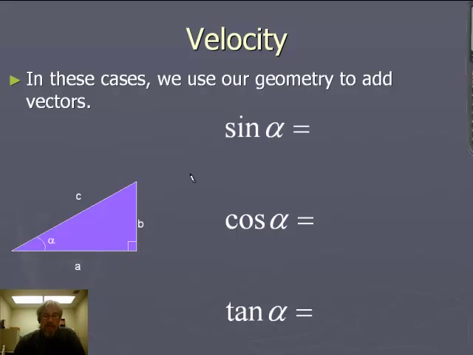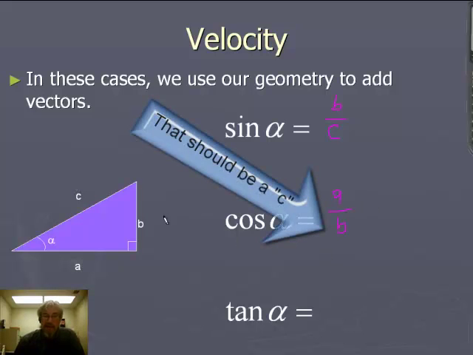Sine, for any angle, is the opposite over the hypotenuse. So opposite side, which would be B, divided by the hypotenuse, which in this case is length C. That's sine. Cosine is adjacent, or next to the angle, divided by the hypotenuse. So this would be A over C, and the tangent is the opposite over the adjacent. So the tangent for this triangle would be B over A.